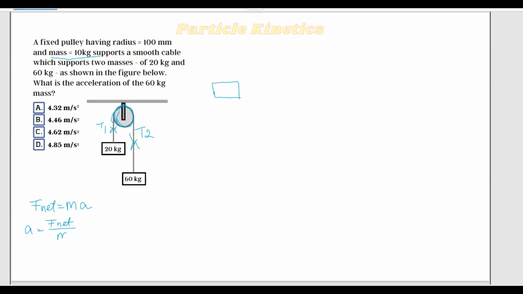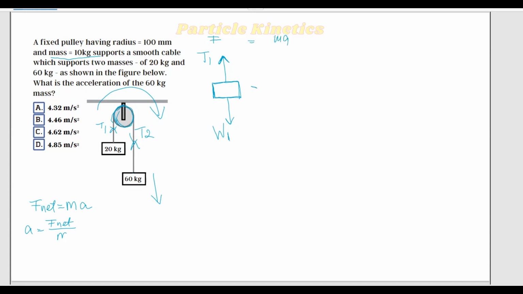Let's just make a note that since this block is heavier, the whole system is going to accelerate in this direction. So for the 20 kilogram mass, the tension is going to go upwards. This is going to be T1, and then we have the weight of this, let's say W1. So these are the forces equals to MA.